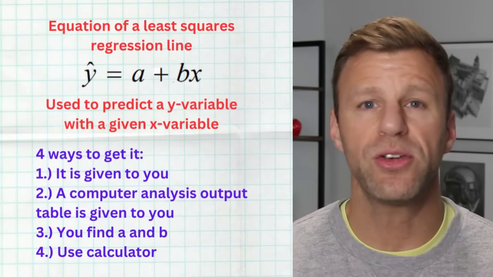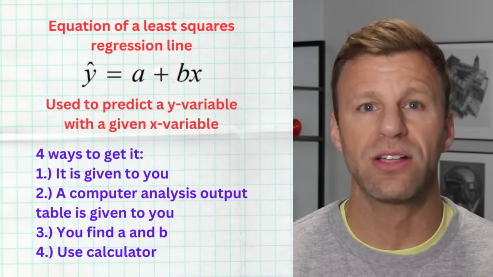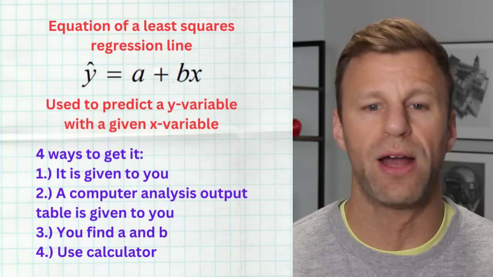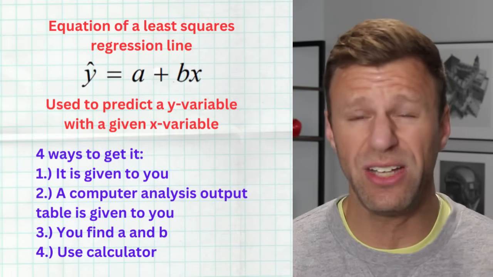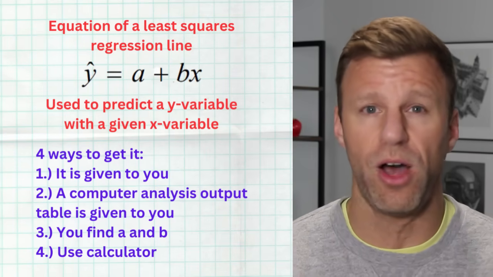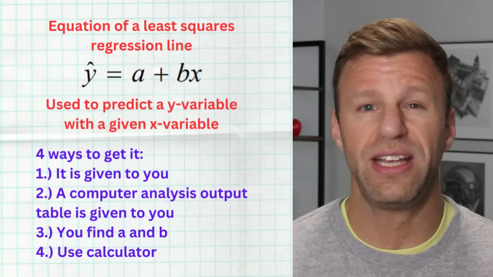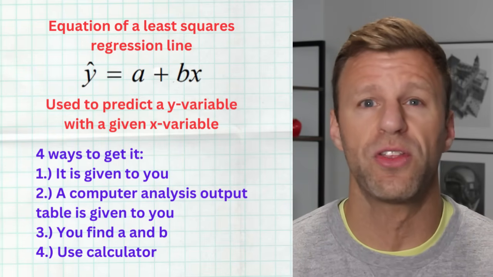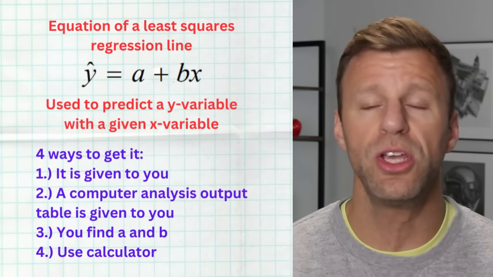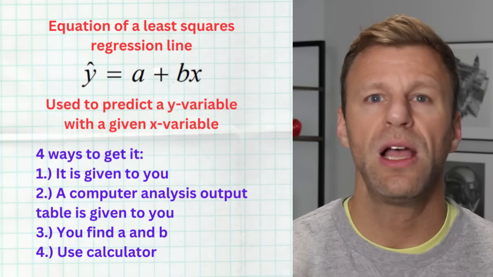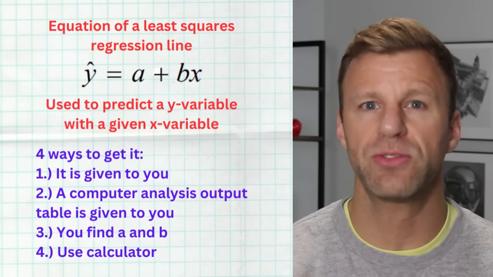Now, the second way that you could get this equation is through a computer analysis output table, which I'm going to talk to you about in 1 minute. The third way is that you actually find A and B by hand using the formulas provided to you on this formula sheet. And the fourth method is you just use your calculator where you enter in all the data and then your calculator will actually tell you the A and the B value to use for this equation. Let's walk through each of these different techniques right now.